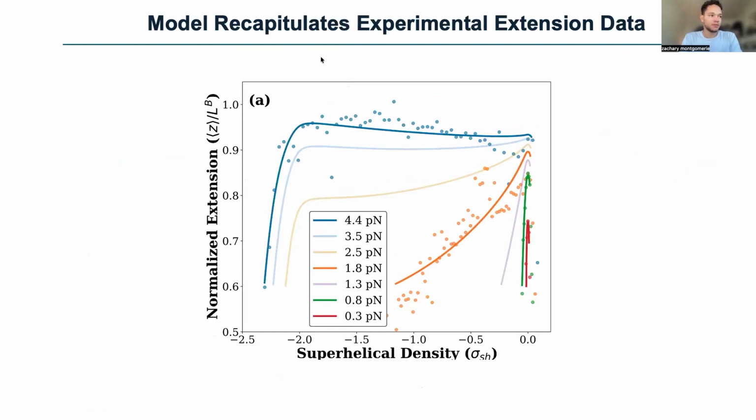Using our model, we can compare it with experimental extension data, and we see that it compares very well. We had four experimental curves, which are shown with these dots: 4.4 piconewtons, 1.8 piconewtons, 0.8, and 0.3 piconewtons. We see that our theory can predict this extension very well, and we can also predict other characteristics and properties of the DNA.